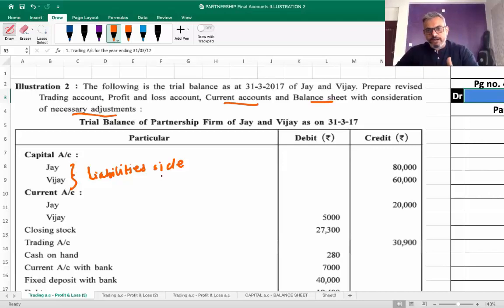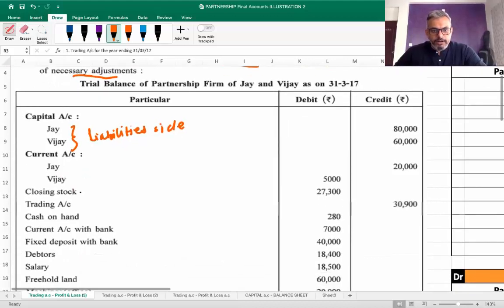Just like an adjustment, like additional capital was brought by the partner. If something like that happened, we have to make a capital account also. Otherwise, it's not required. Directly we'll transfer it to the balance sheet, liability side. Current account will go to current account.